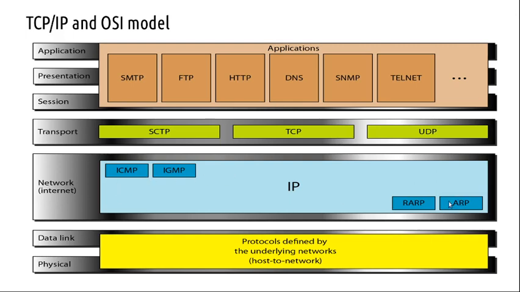In the Internet layer, you have the address resolution protocol, reverse address resolution protocol, ICMP, IGMP, the group management protocol. And the data link layer is doing the task of physical addressing. Here there is logical addressing in the internet layer. This is a summary of the TCP/IP and OSI models.